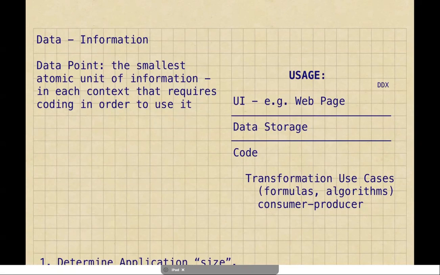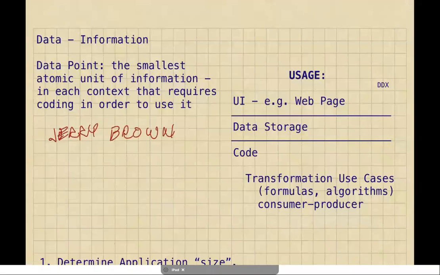So the idea of a data point is actually something very simple to most people. It's just a small unit of information, like it says here in the definition. We just focus on the first half of this definition, the smallest atomic unit of information. So for example, if we have something like a person's name, so I'll put my name here.